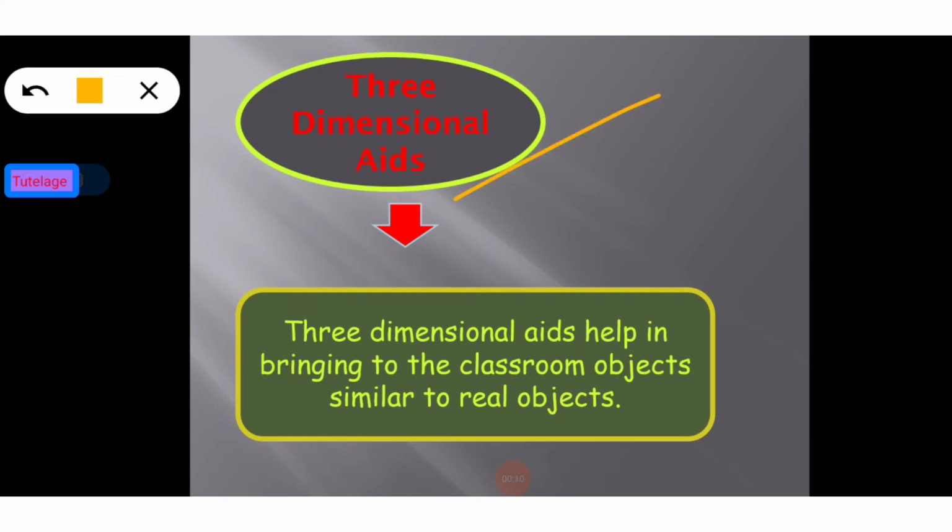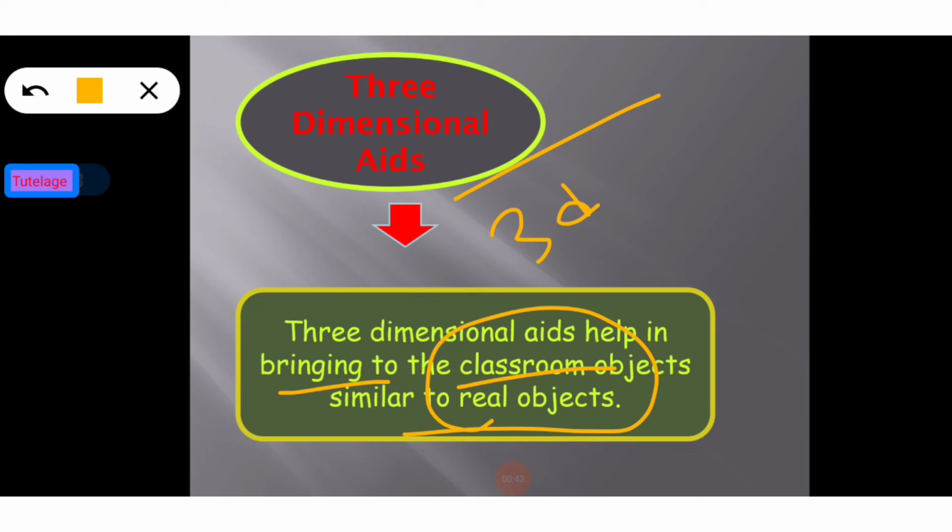So now going to the next teaching aid, that is the three-dimensional aid. Okay, so three-dimensional or 3D aids help in bringing to the classroom objects similar to the real object. In some cases real objects can be shown to the students, but in other cases real objects such as rockets, planets, mountains, wild animals, internal systems of the human body, etc., cannot be brought to class. So in such cases, a model can be used for effective teaching.